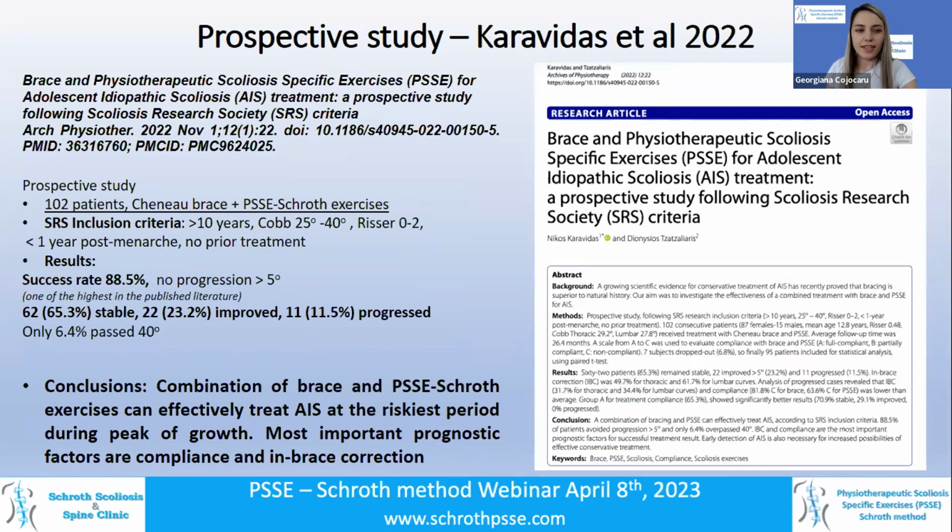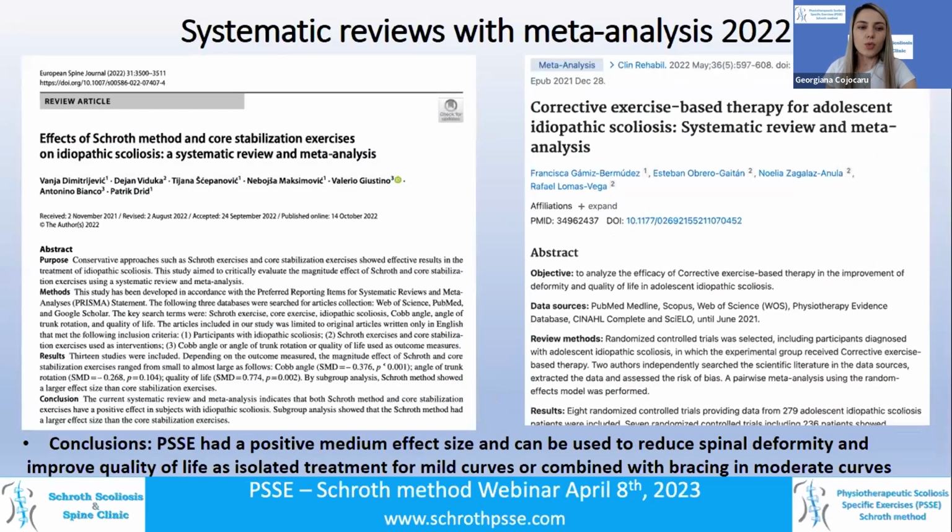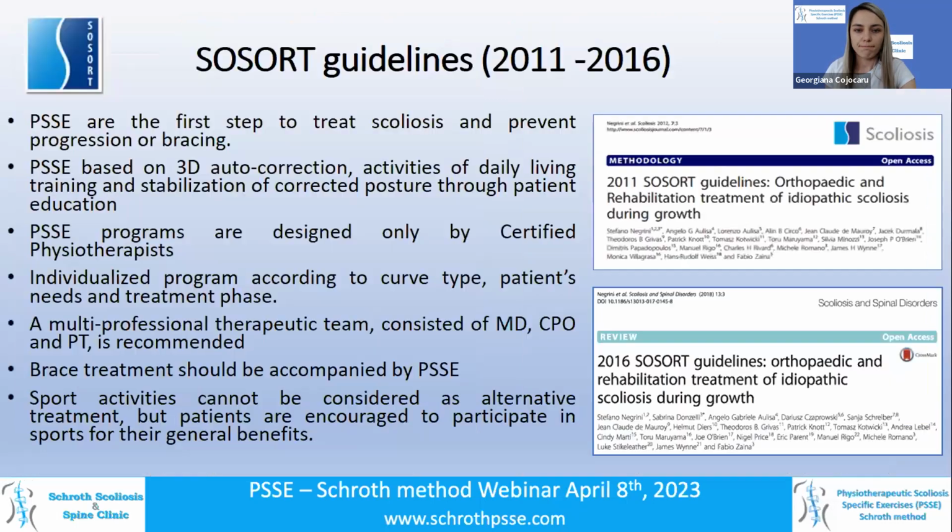Here we have a prospective study from our instructor, Nikos Karavidas, from 2022, which shows us that the combination of brace and PSSE exercises can effectively treat adolescent idiopathic scoliosis at the riskiest period, during a peak of growth. And the last one is a systematic review with a meta-analysis from last year, which concluded that PSSE can reduce spinal deformity and improve quality of life as isolated treatment for mild curves or combined with bracing in moderate curves.